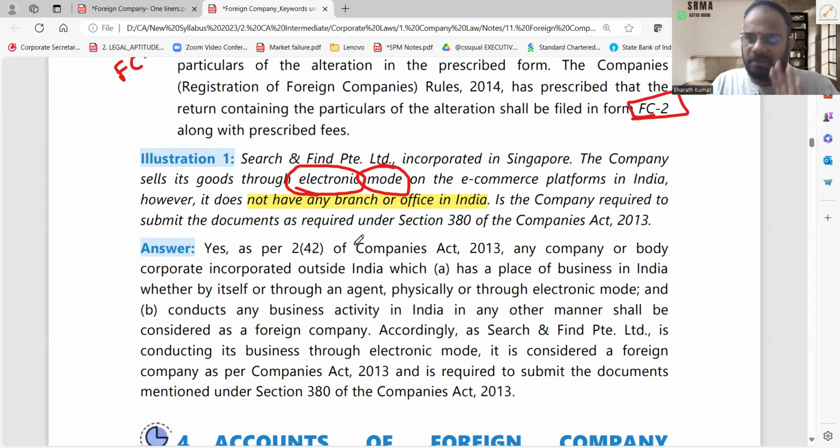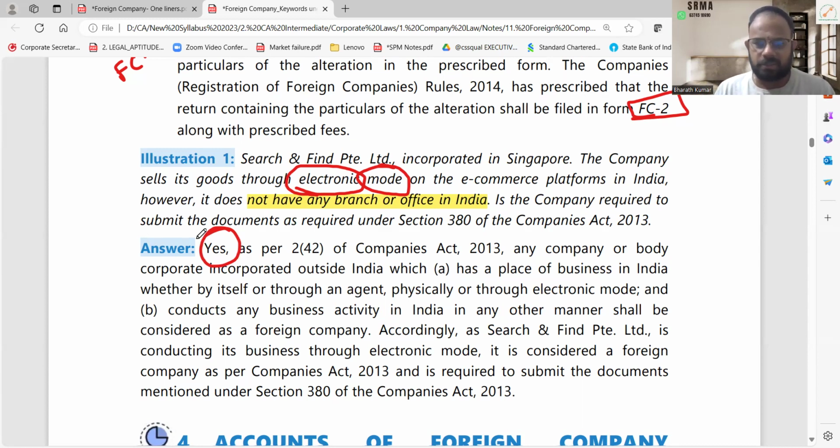Place of business in India is important only. We are not saying that a branch or office is not there. But whether through an agent you are running, or through an electronic mode, or through physical, that is allowed. No, see the answer. Yes, you should submit the documents. Now, very easily they will deceive you saying, I don't have a branch or office in India.